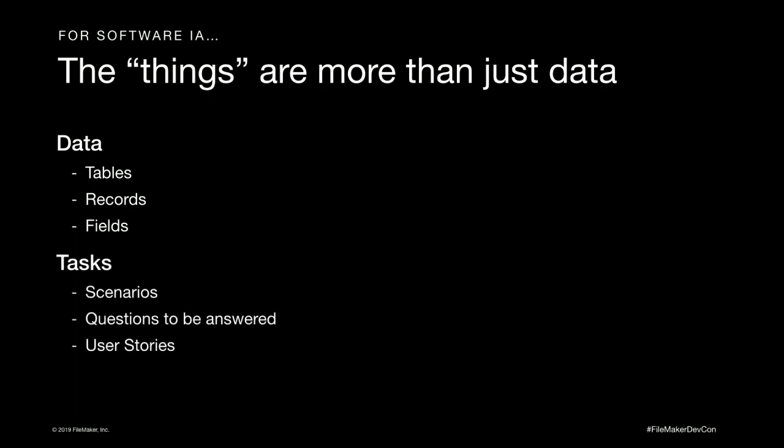We need to actually catalog the tasks, the scenarios, the things that users are trying to do, the questions that they're trying to answer, the stories of where they're at as they're trying to answer those questions. And we want to categorize those things. That's what information architecture really is.